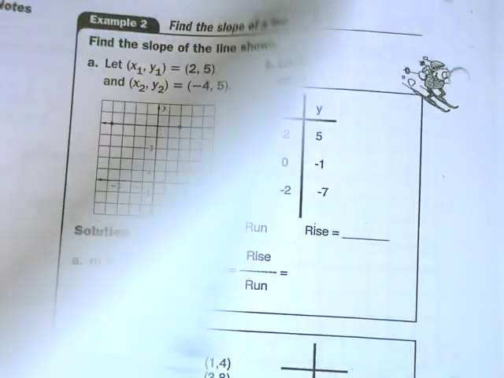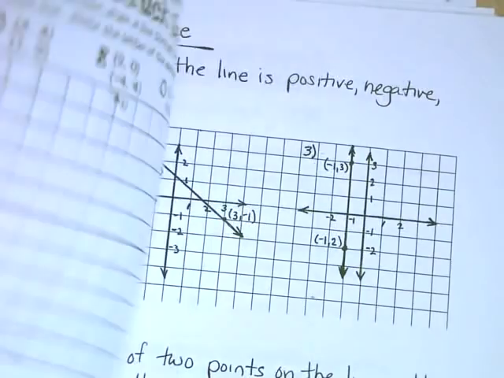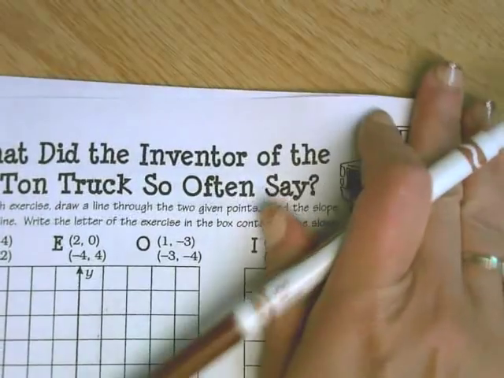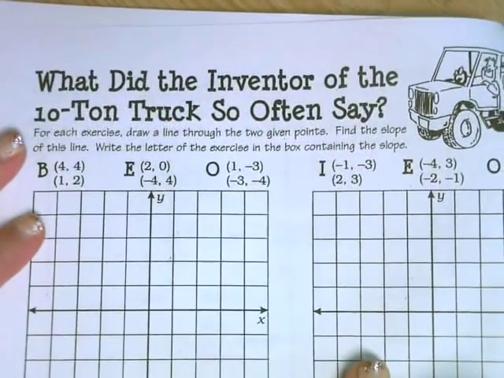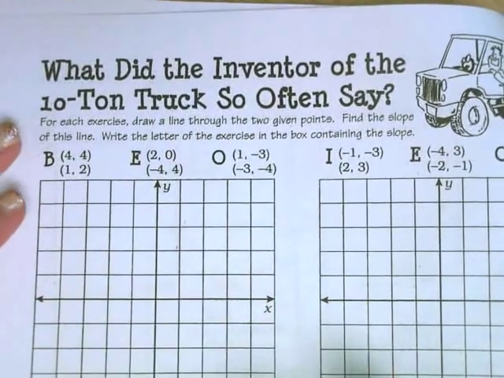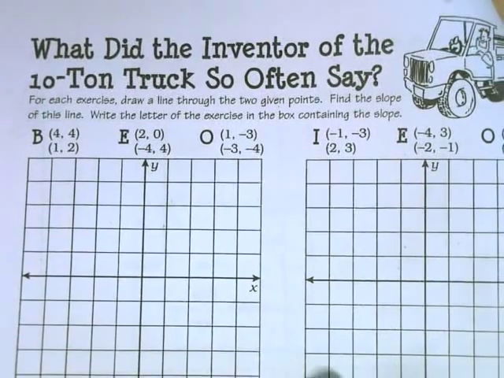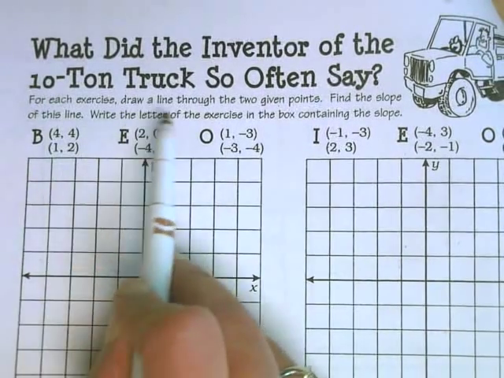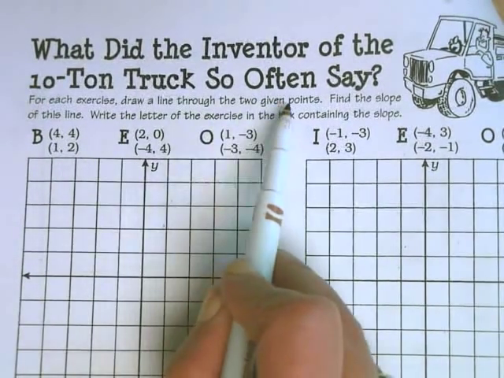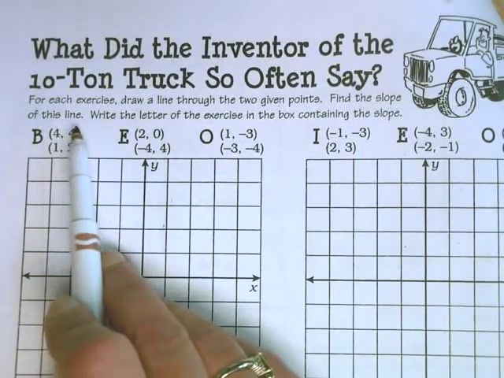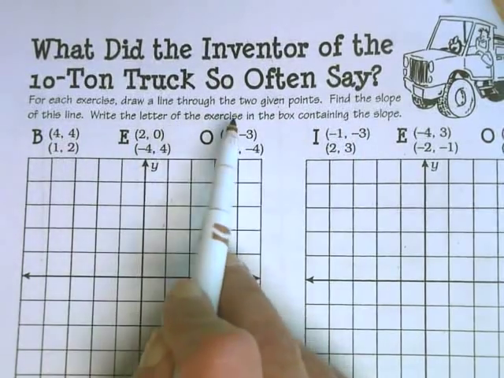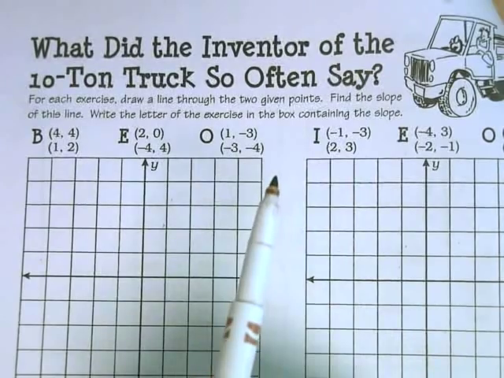We are going to skip ahead quite a few pages. We are looking in the packet for the one that says, what did the inventor of the 10-ton truck so often say? All right, and for each exercise, we are going to draw a line through the two given points, find the slope of this line, and write the letter of the exercise in the box containing the slope. Let's see what this means.